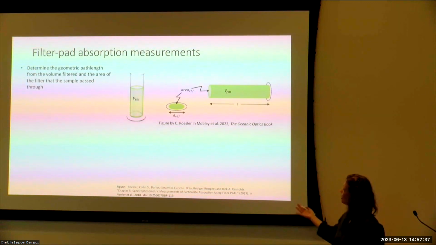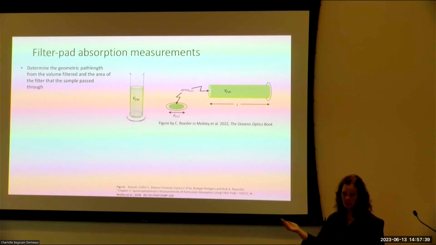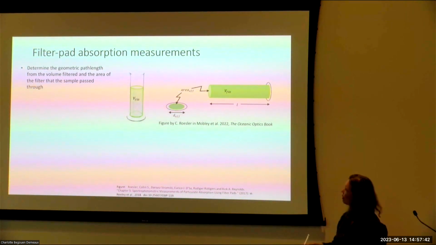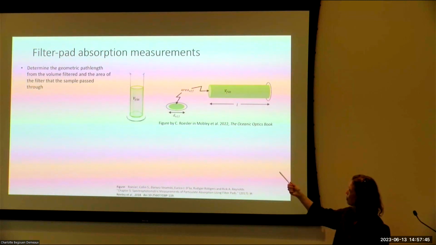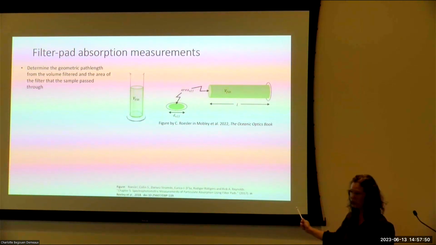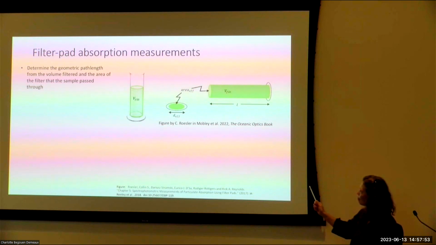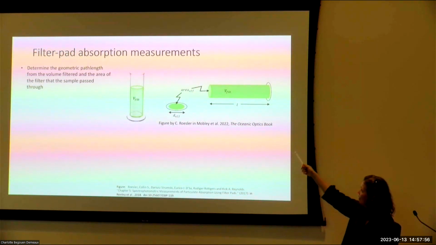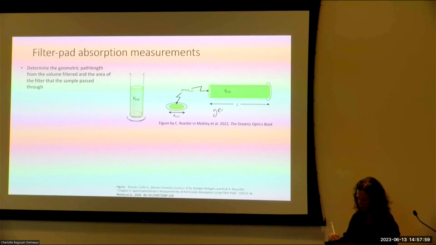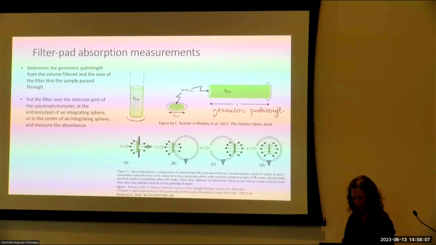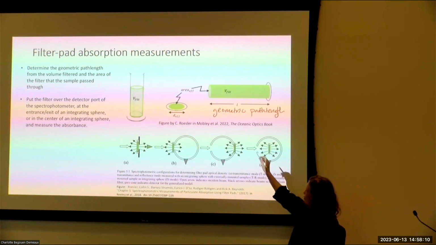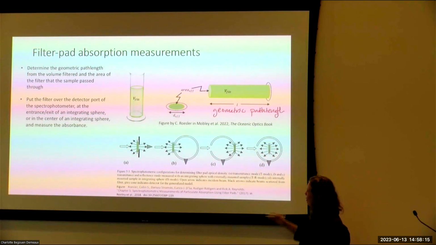So one thing that often gets done, if you just want to know AP, the absorption due to particles, is to filter your sample onto a filter and measure its geometric path length. I talked about this in the morning. So this is where we've got our geometric path length, which we're now calling L. Sorry about the switch from L to R and back to L. If you have a filter that you collected your particles from your sample on, and you know the volume, you can calculate the geometric path length.